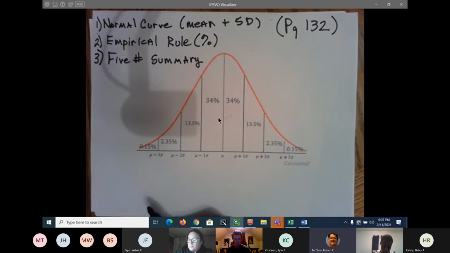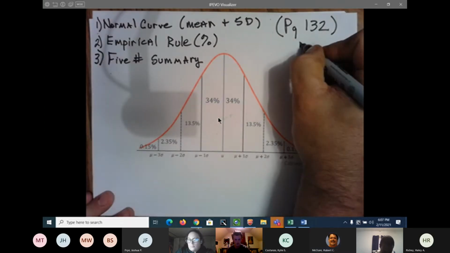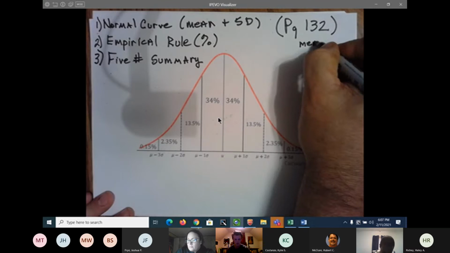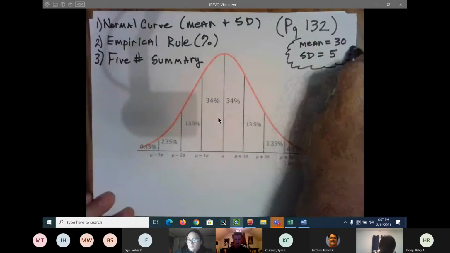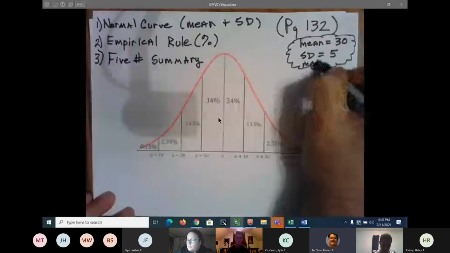Now, I'm going to make up a mean and a standard deviation. Does everybody hear what I just said? I'm going to make up a mean and a standard deviation. Somebody's going to email me after class, "Where'd you get that mean and standard deviation?" I made it up. So I'm going to go with a mean of 30 and a standard deviation of 5. Okay, I made this up.